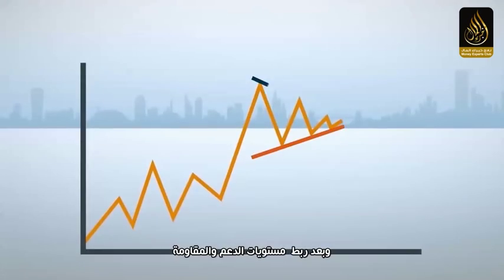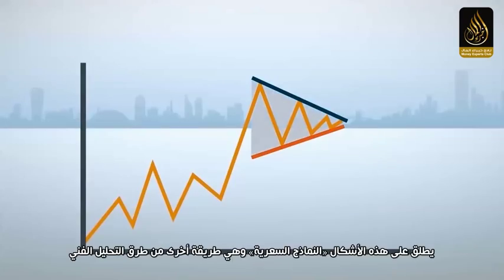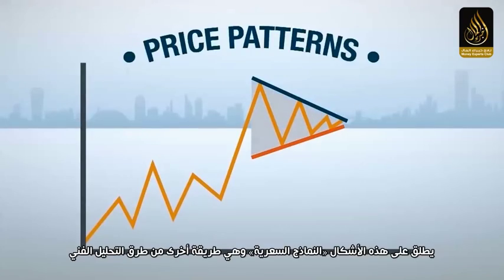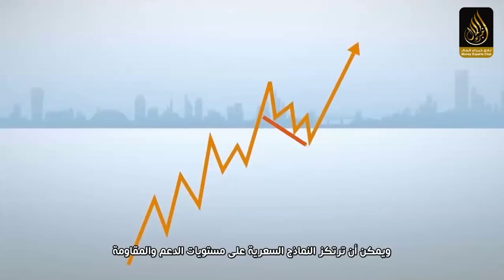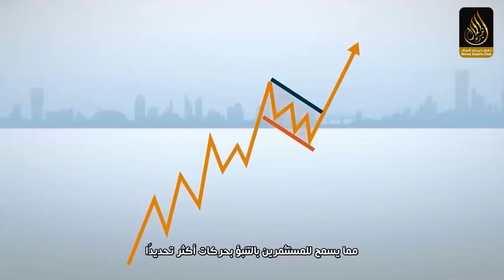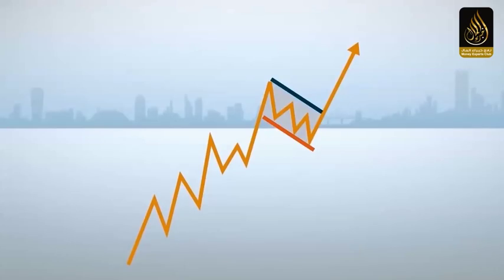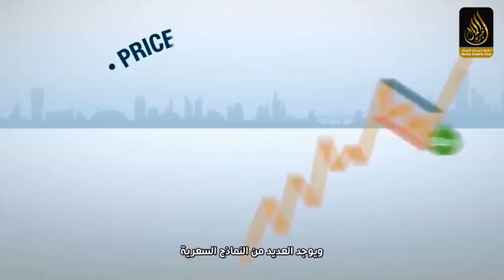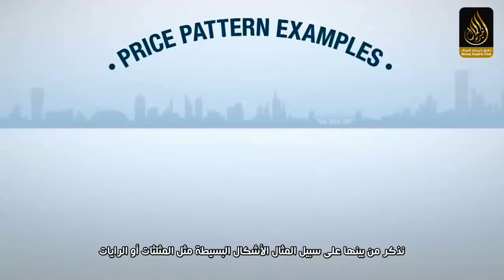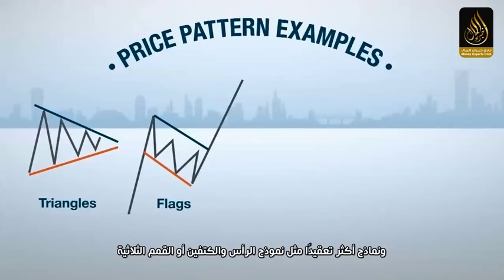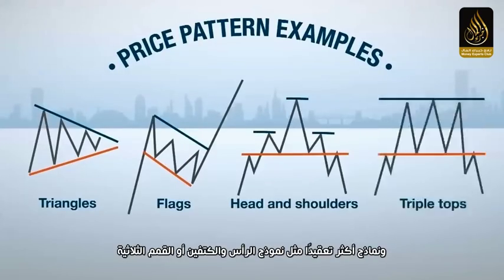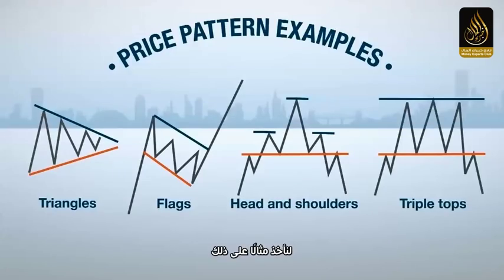After connecting support and resistance levels, a stock's price movement may resemble a certain shape. These shapes are called price patterns and are another technical analysis technique. Price patterns can build on support and resistance, allowing investors to predict more specific movements and point out even more precise entry and exit signals. There are many different price patterns. Some examples include simple shapes like triangles or flags, and more complex patterns like head and shoulders or triple tops. Let's look at an example.